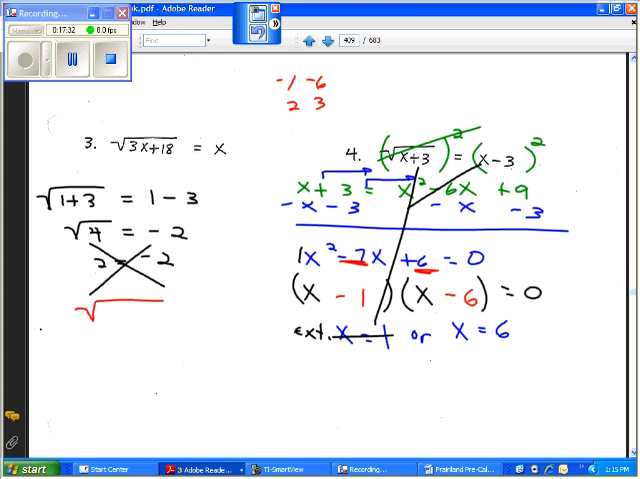We'll try the 6. We'll have square root 6 plus 3 equals 6 minus 3. So we get square root 9 equal 3. So we get 3 equal 3. So we keep the 6. Cast out the 1. Any questions on the first 4?